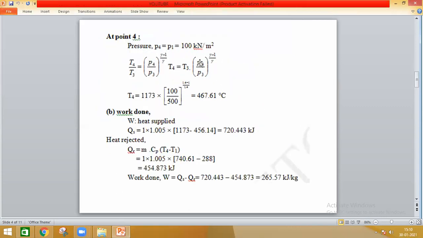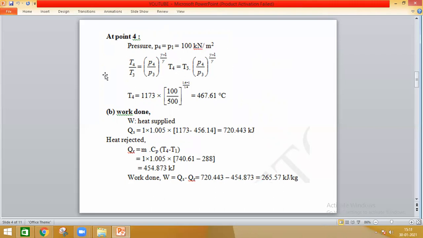So at point 4, we know the pressure and temperature at all the salient points in this PV diagram or in the TS diagram, so that it will be easy for us to solve the problem, where P4 is equal to P1, because at constant pressure heat is going to be rejected. Am I clear? So at point 4, pressure is 100 kilonewton per meter square. As it is, the heat is rejected at constant pressure. So P4 is equal to P1 is equal to 100 kilonewton per meter square.